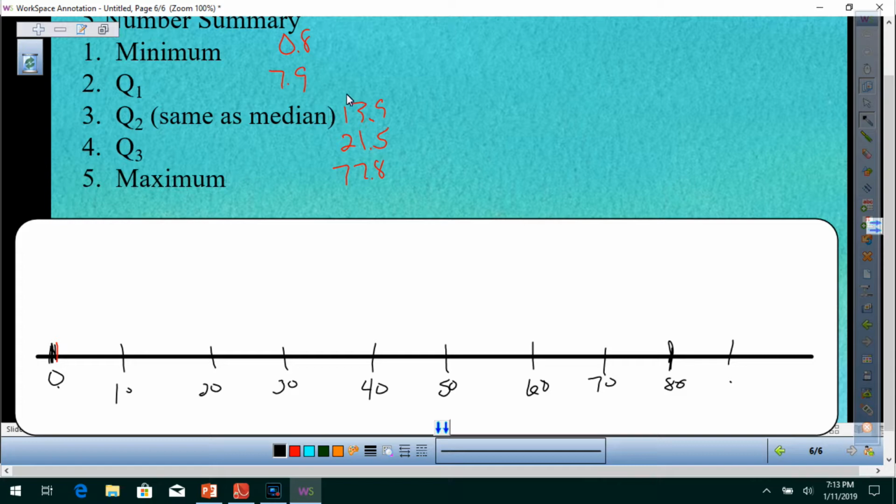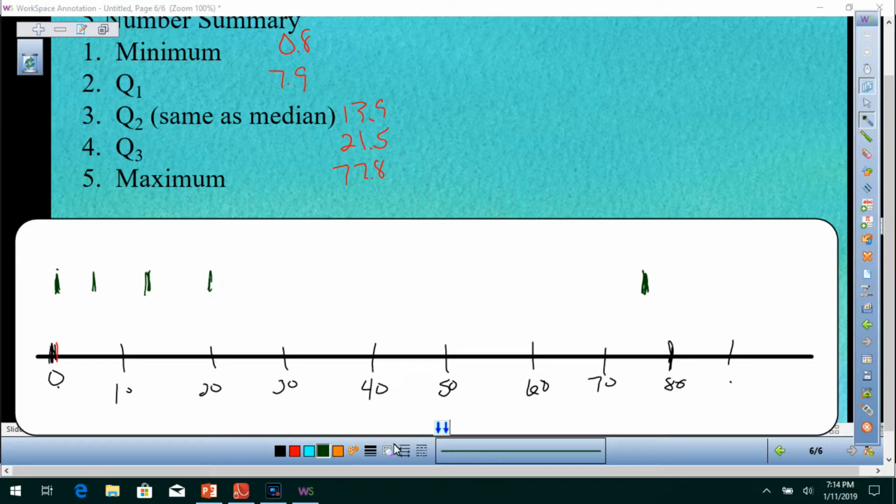All right, so what do we got? Our minimum is 0.8, and we'll say that's right there. And that's our minimum, and our maximum is 77.8, and we'll say that's about right in there. Now Q1 is 7.9, and we'll say that is maybe right in here. Then Q2 is 13.9, so maybe it's right there. And Q3 is 21.5, so that's just past that.